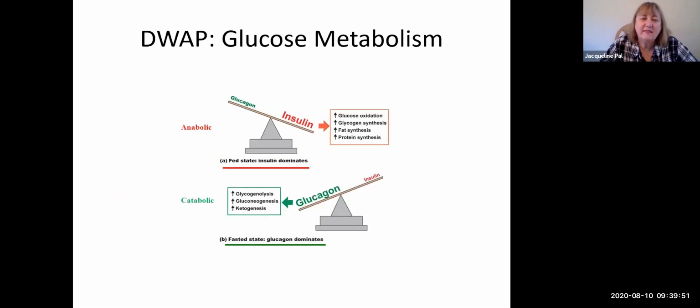So at this point, I would like you to pause and think about the scales between insulin, glucagon, and glucose, and talk through the process of what is happening. And don't forget to use those words: glycogenolysis, gluconeogenesis, glycolysis, and make sure you understand those terms before you continue on.